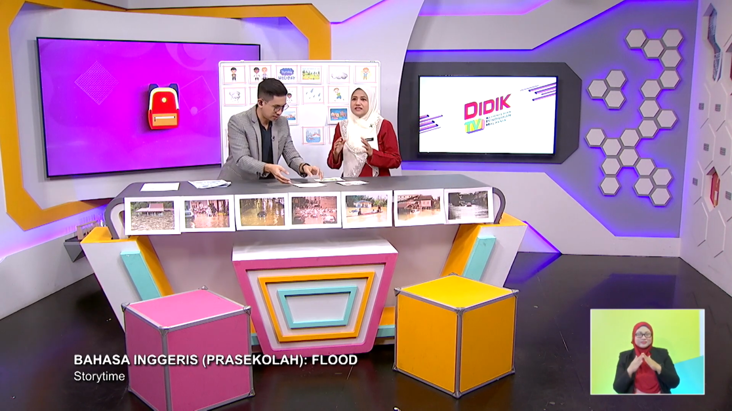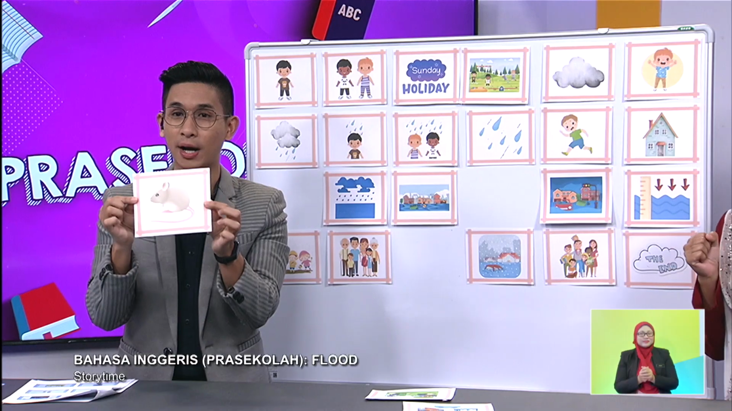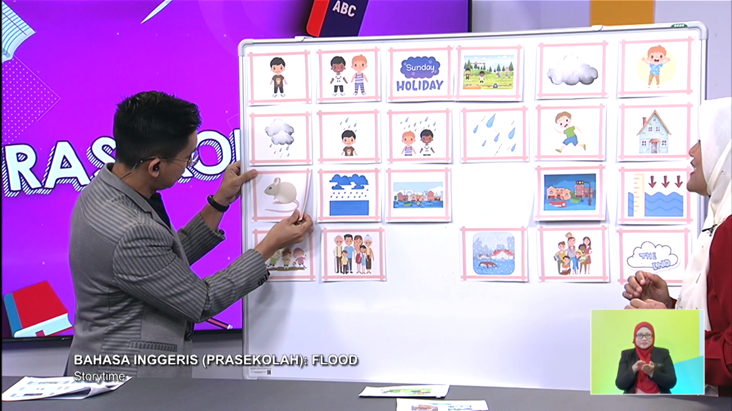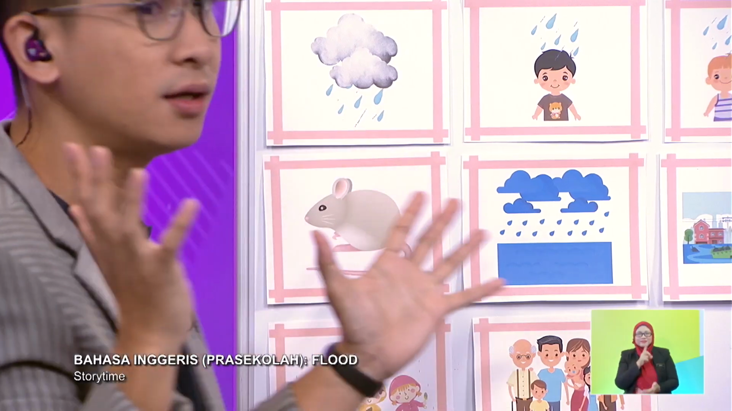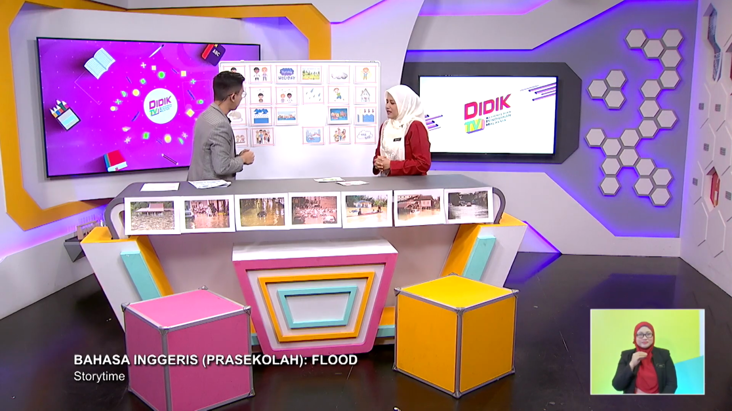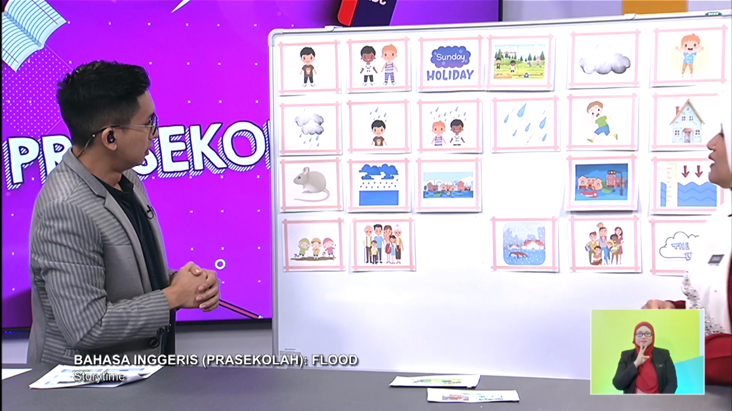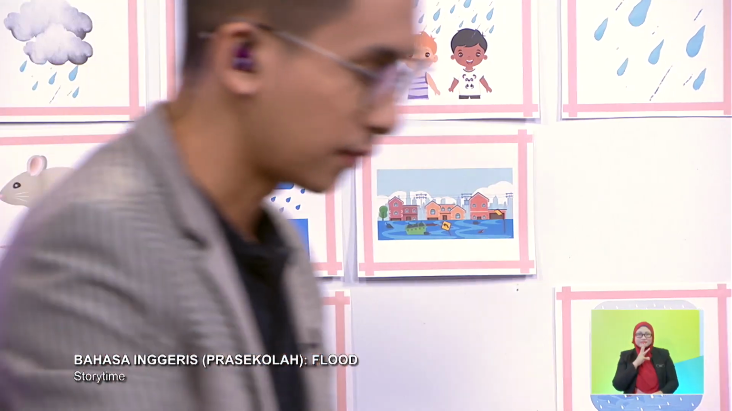And what did they do inside the house? Oh. They stayed quiet like a mouse. Because they're so scared, I think. That's why they stay quiet. It's scary, teacher, because lightning, thunder. Yes. Okay, and then? Soon the water level rose. Oh, no. And then there was water everywhere.